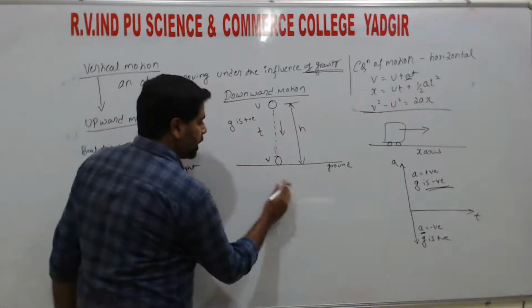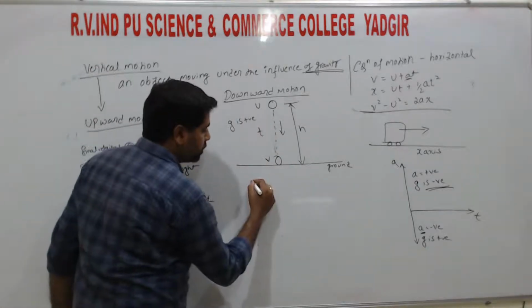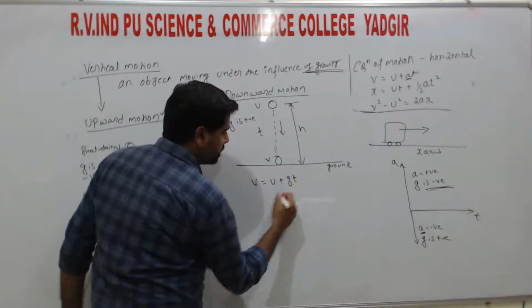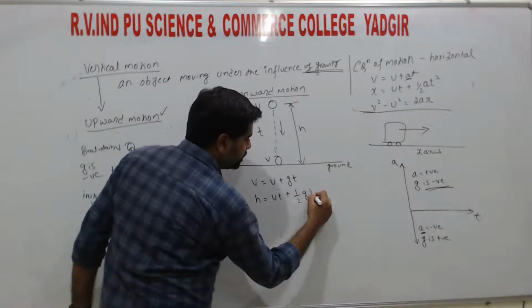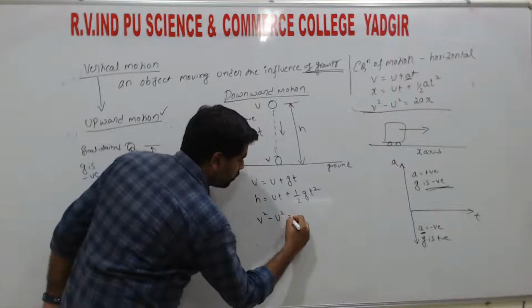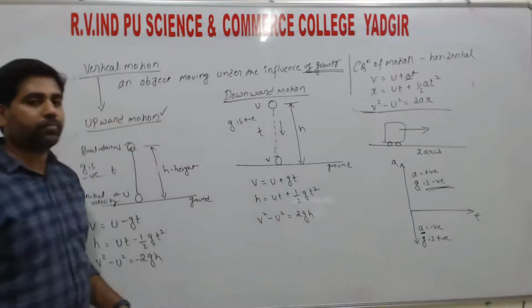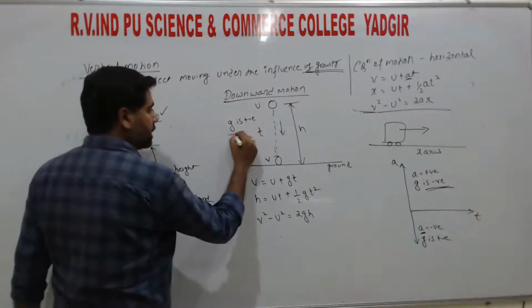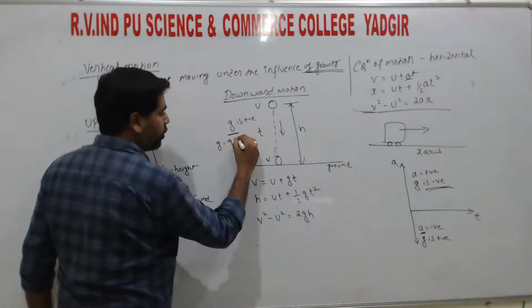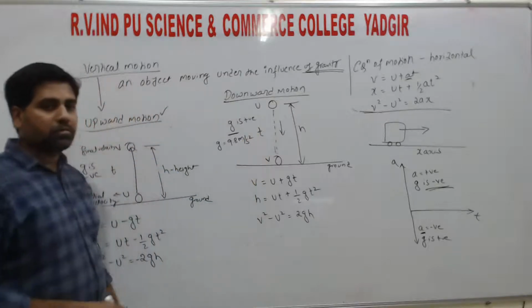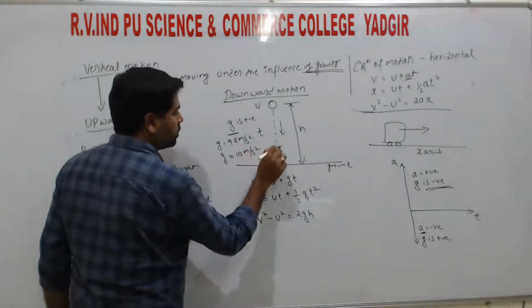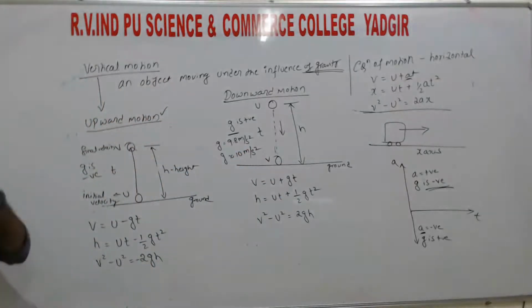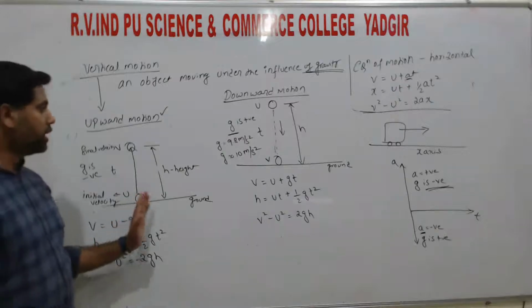Now if we write the equations of motion for vertically downward motion, then v is equal to u plus gt, then h is equal to ut plus half gt square. Next, v square minus u square is equal to 2gh. In every case g is constant, the g value is 9.8 meter per second square. For simplification, we can take this as roughly 10 meter per second square. So these are the two cases.